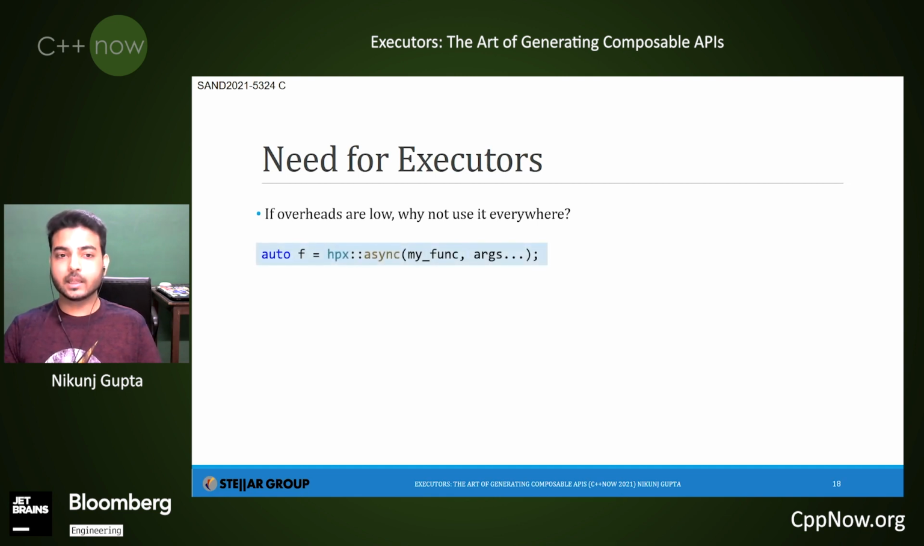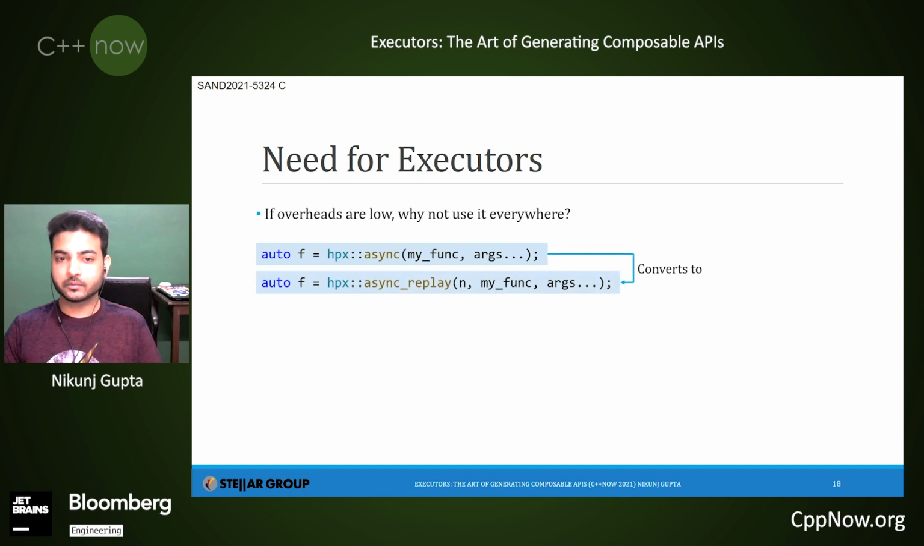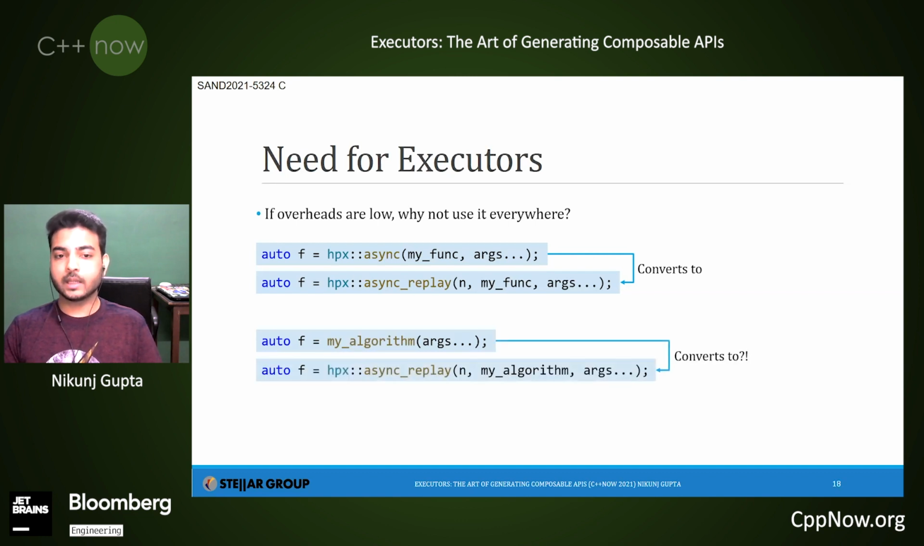So consider the case of async. If you have async that takes a function and a bunch of arguments, it's really easy to convert it into an async replay with an additional argument for the number of replays, the same function, and a bunch of arguments. But what do you do when you have, let's say, an algorithm that takes a bunch of arguments? You could argue that you can wrap it around async replay and again add an additional argument n, that is the number of replays, and provide the algorithm and the arguments to the async replay. But I would object to that.